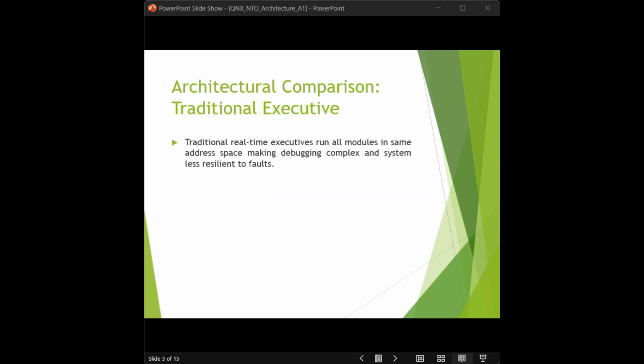So now let us see the traditional executive architecture. In traditional executive architecture, all the components run in the same memory space. This means applications, drivers, and the OS are all mixed together. Now imagine a simple embedded system like an old washing machine controller. If one module fails in this controller, like the sensor module, the entire system may stop working. So this is the major limitation of this architecture. Everything is tightly coupled, and debugging also becomes very difficult.